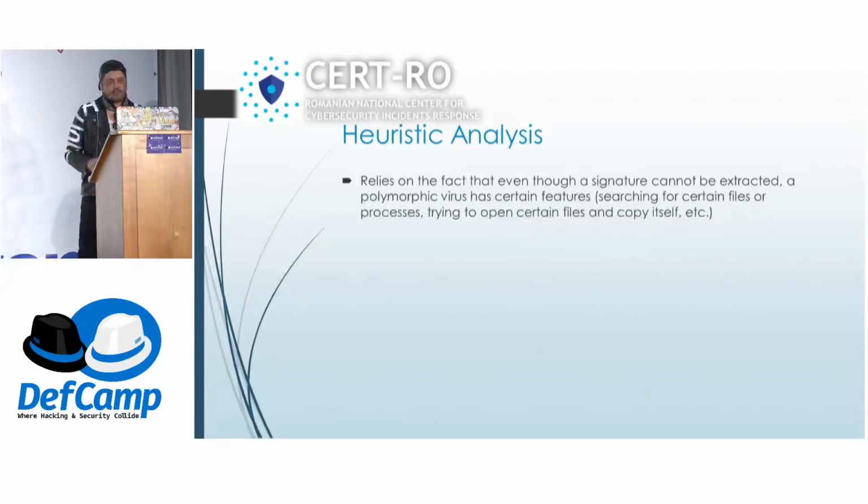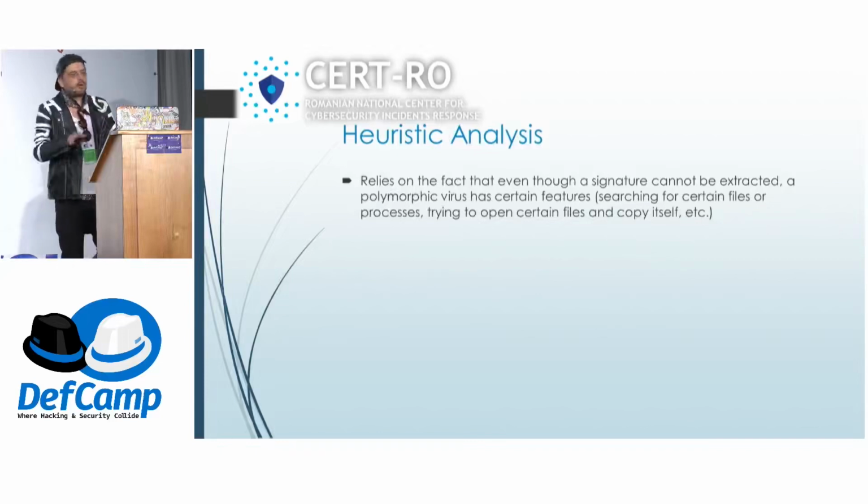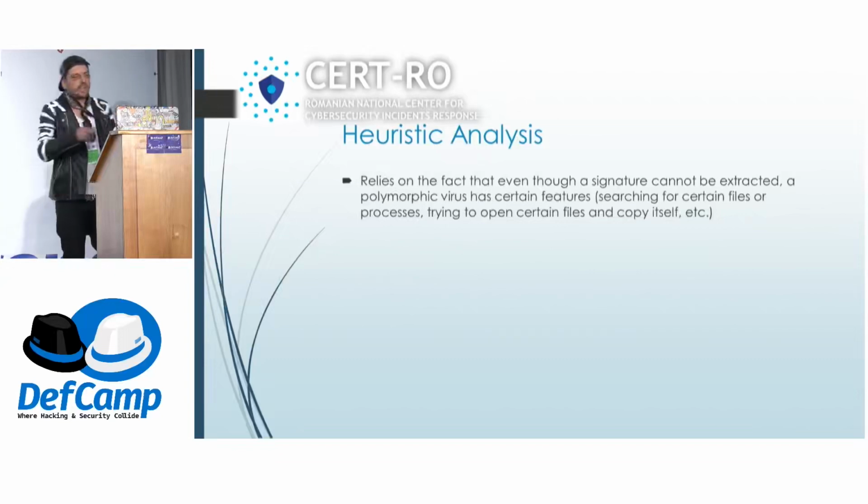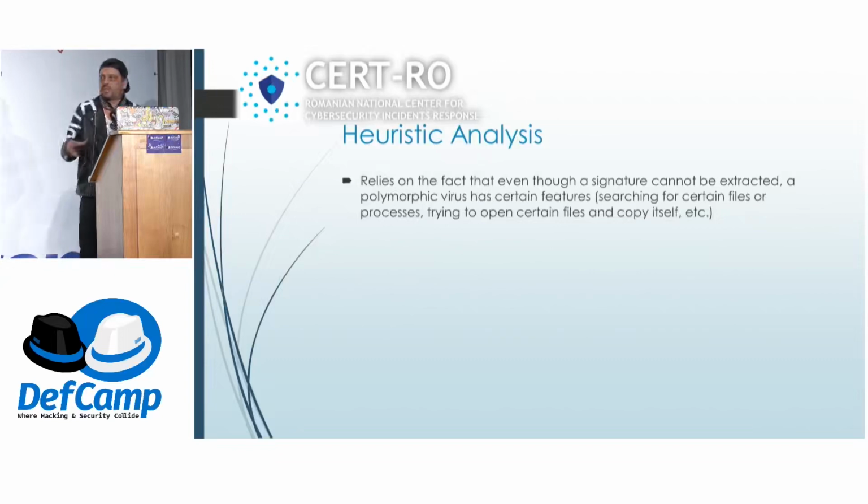Heuristic analysis basically relies on the fact that even though a signature cannot be extracted, a polymorphic virus has certain features, like searching for certain files, searching for certain processes to infect, trying to open certain files, copy itself, etc., accessing some system functions.